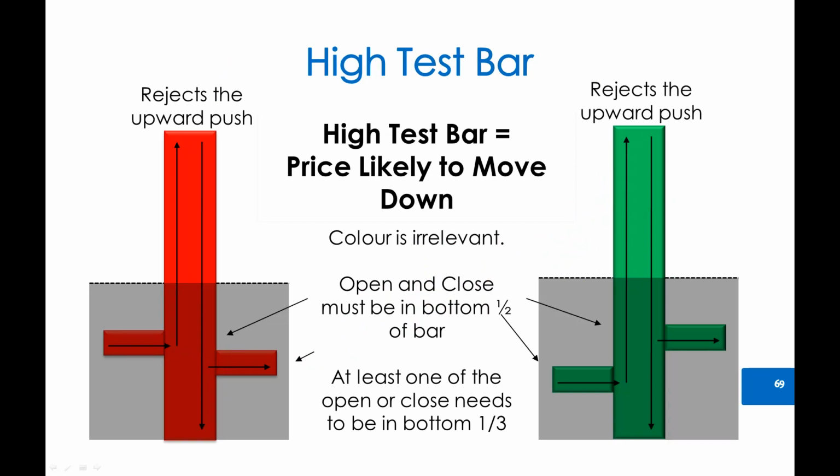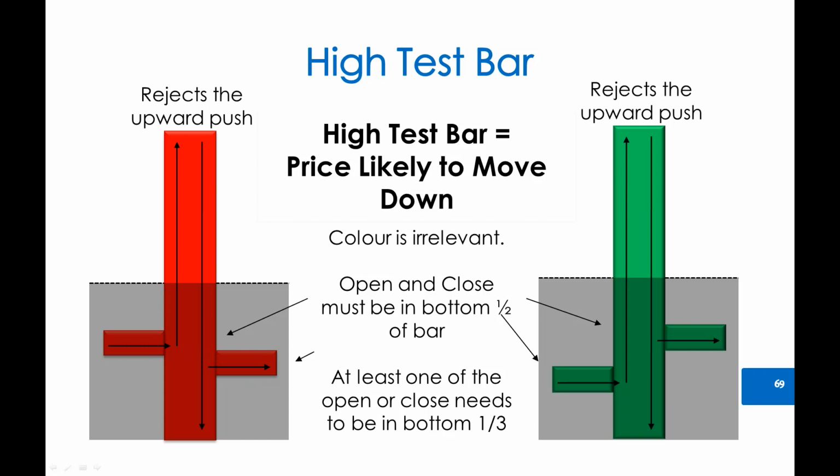A high test bar, therefore, means the same thing. It means that price is very likely to move down. The color is actually irrelevant, but again, the criteria is the same, but in reverse. The open and the close must be in the bottom half of the bar, and at least one of the open or close needs to be in the bottom third. So these are depicting a rejection of an upward push by the market.